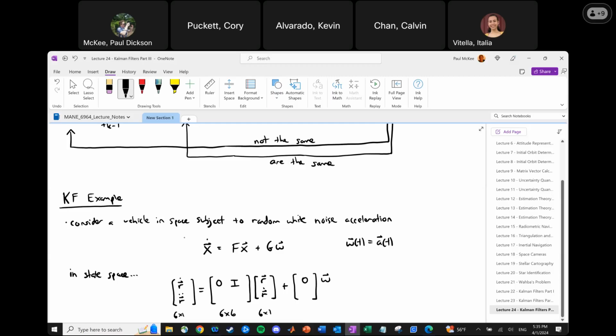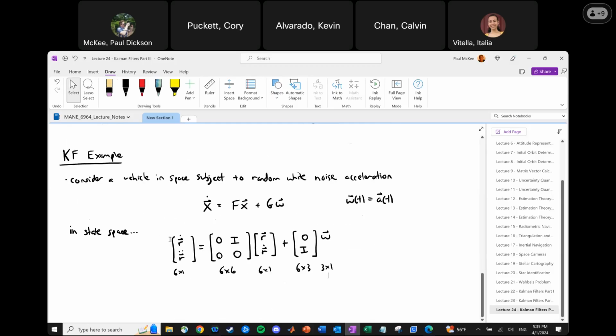But in this problem, the only source of acceleration is white noise. So r double dot has nothing to do with position. It has nothing to do with velocity, and it has everything to do with acceleration. And so this is going to be a 6 by 3, and this is a 3 by 1, where this matrix is F, and this matrix is G. All right, so far so good.